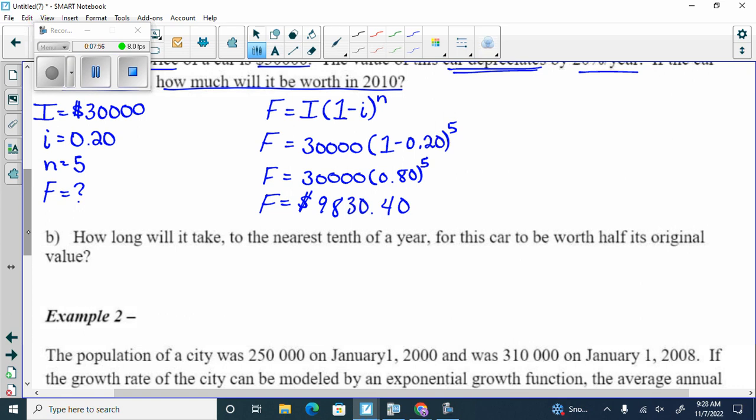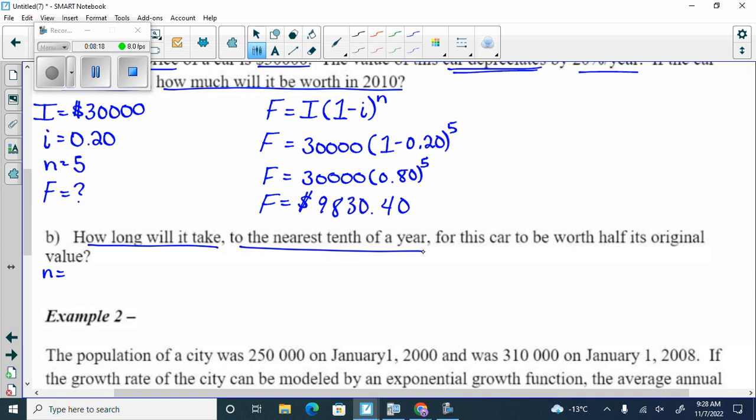Okay, here it says, how long will it take? So it's making me find n. To the nearest tenth of a year matters. How many zeros are in 10? 1. So how many decimal places in the tenth? 1. For the car to be worth half its original.